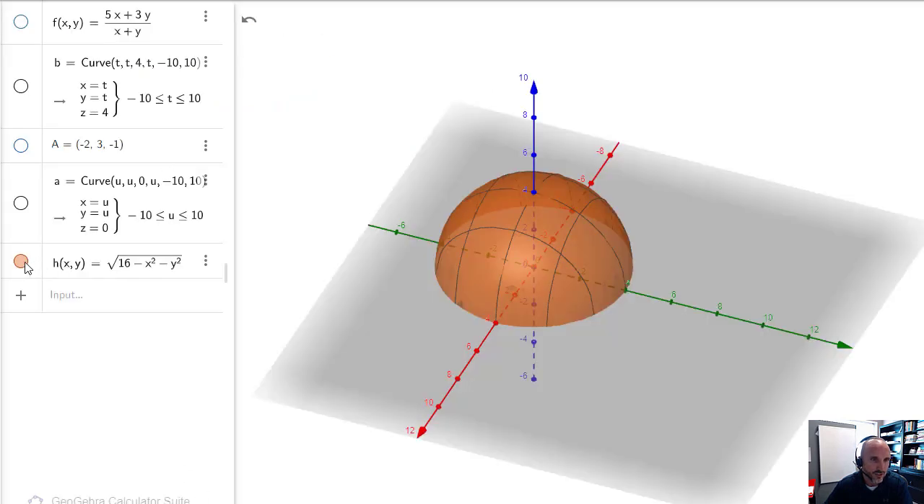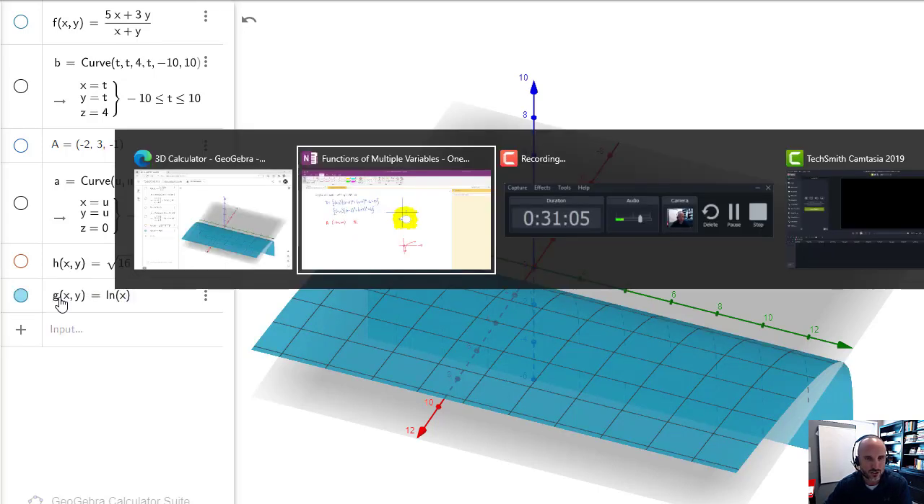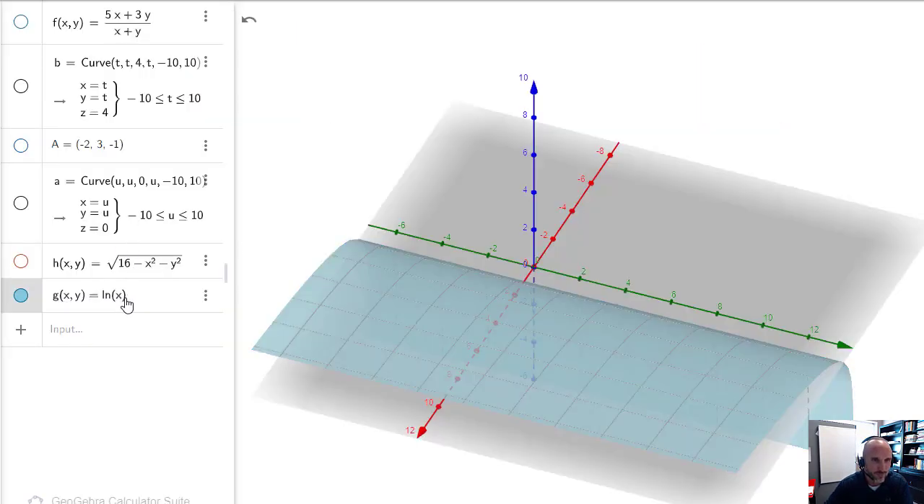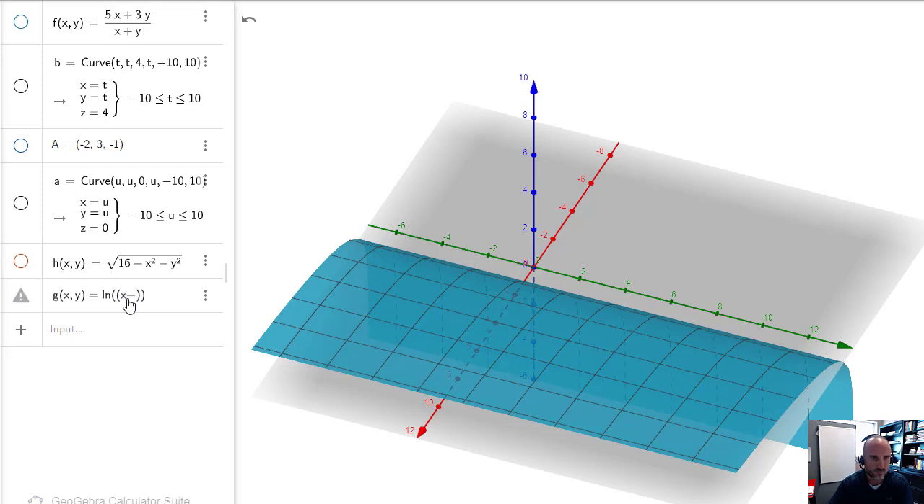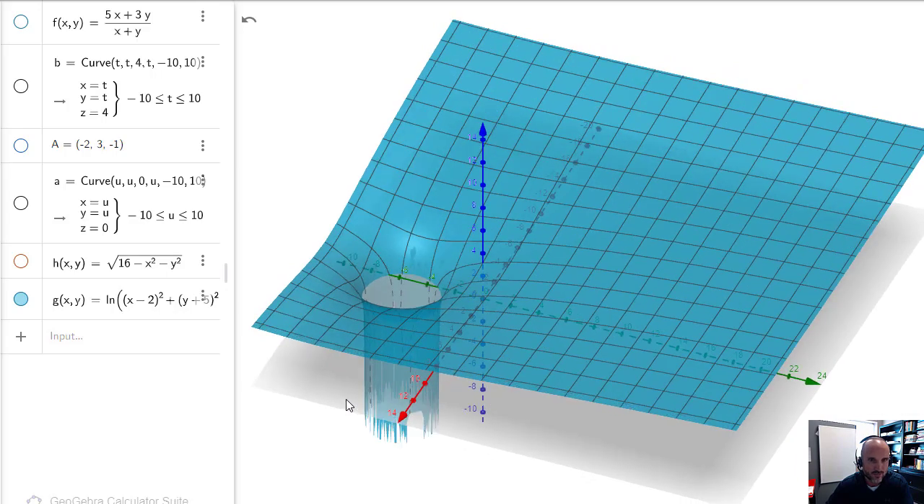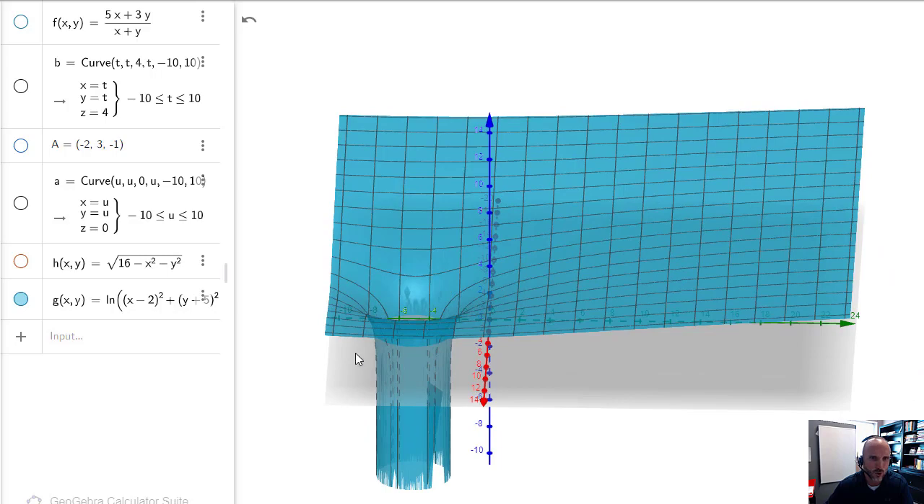Let's turn this off. We've got g of x comma y equals the natural log of, let me make sure here, (x minus 2) squared plus (y plus 5) squared minus 6. I think that's what it was. Yeah. Okay, I'll zoom out here so you can see it a little bit. You get this really interesting curve that sort of has this infinitely deep hole here in the middle.